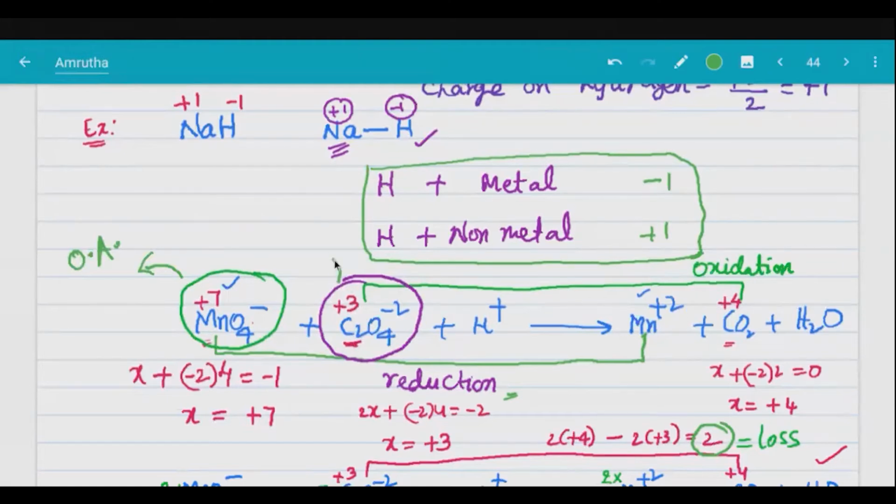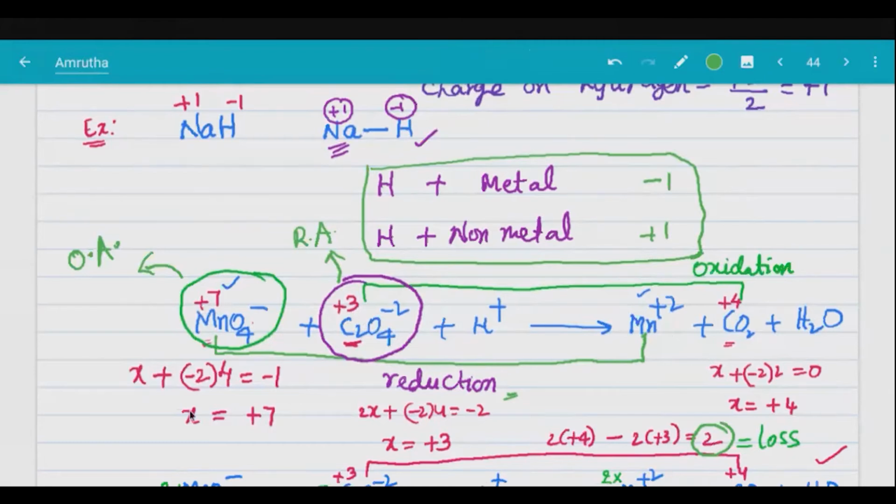Now this one is the reducing agent. What is the role of C2O4 minus 2 here? This is reducing Mn. See this, Mn is going from +7 to +2. Exactly, right? So this is the oxidizing agent, and this is the reducing agent.